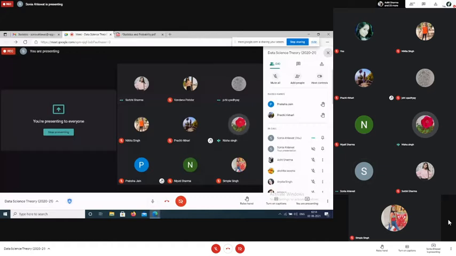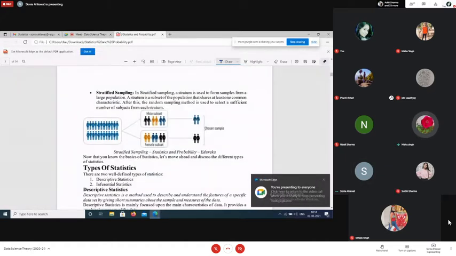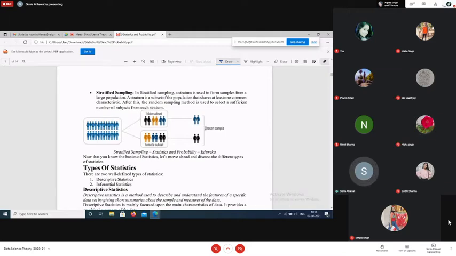Yes, ma'am. When the sampling is done on the basis of some characteristic. Okay, fine. Now we have a common characteristic. Exactly. So Nisha is actually right. Who will tell me how many departments are actually studying data science in your class? Tell me the total number of departments. This is what exactly the stratified sampling is.